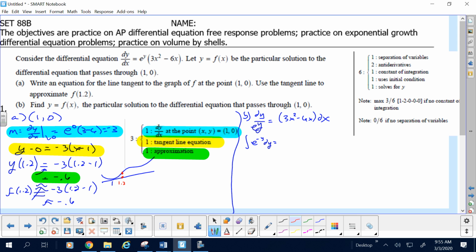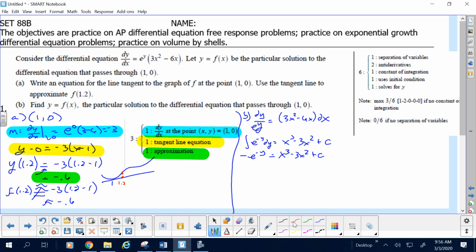It's negative e to the negative y, or negative 1 over e to the y. There's a negative in there. The fact that it's a denominator means something. The right side is pretty easy. x cubed minus 3x squared plus c, yeah? So either one, we're good, yeah? And if you have negative 1 over e to the y, that's fine too.